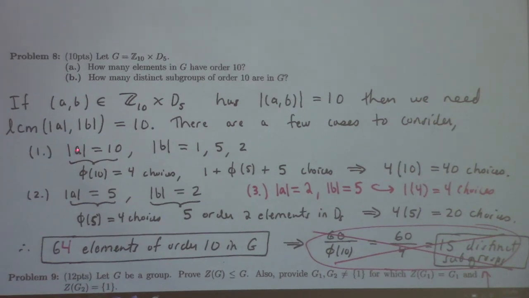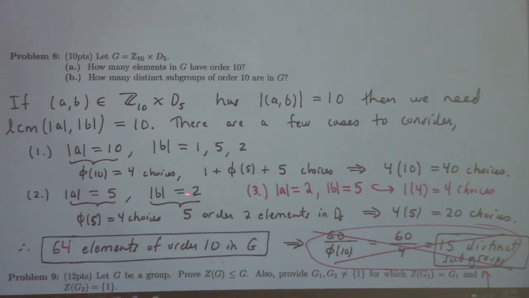So one way I can get the least common multiple to be 10 is to have this be 10 and have this be any divisor of 10, right? That's one way. 4 choices here. There's 1 element of order 1. There are actually 4 elements of order 5. And there are 5 elements of order 2 in D5. We talked about that in class a fair amount. And so that gives you 4 times 10, 40 choices here.